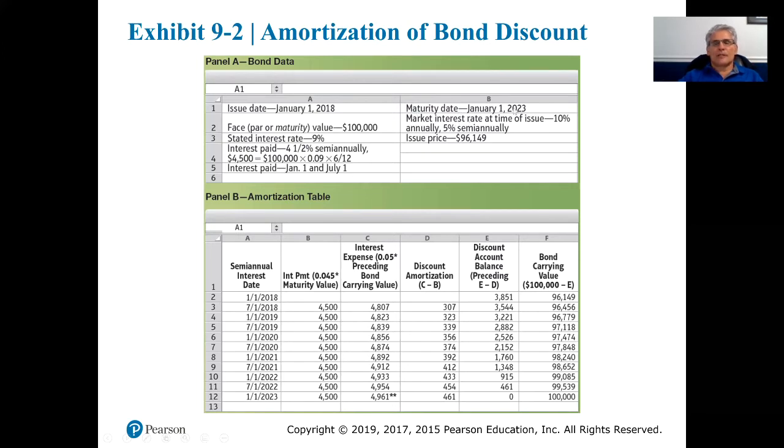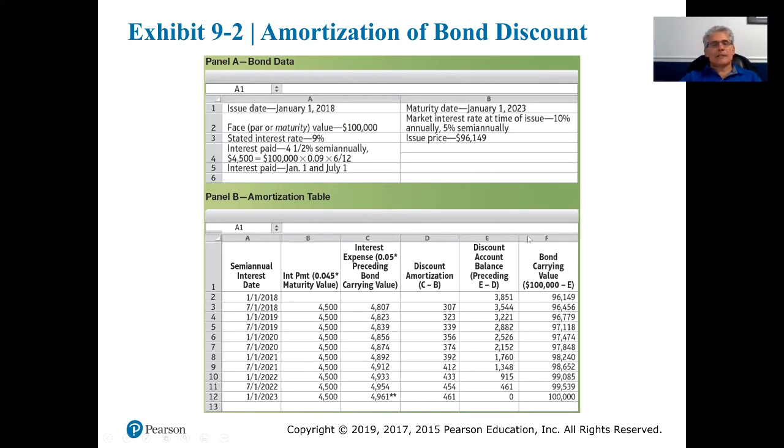Maturity date, we already talked about that, January 1st, 2023. Market interest rate at the time of the issue is 10%. These are 9% bonds, so therefore the general market rate is higher than the stated rate, so therefore the bonds are sold at a discount, and that means that their issue price is $96,149.